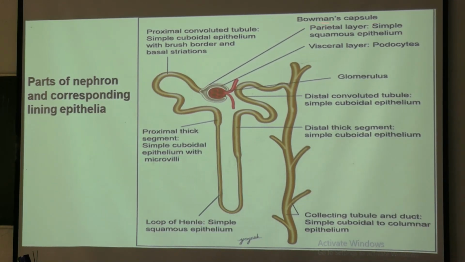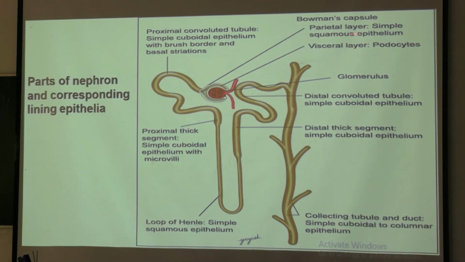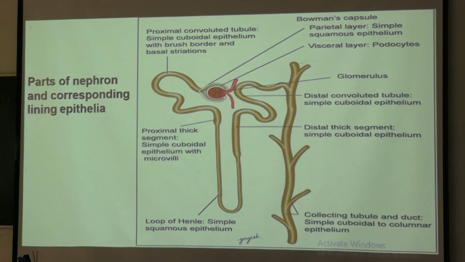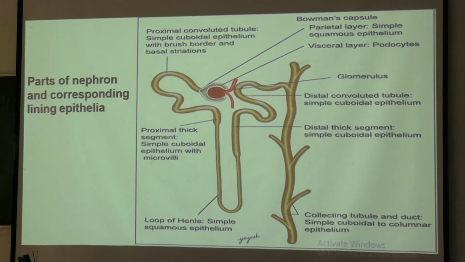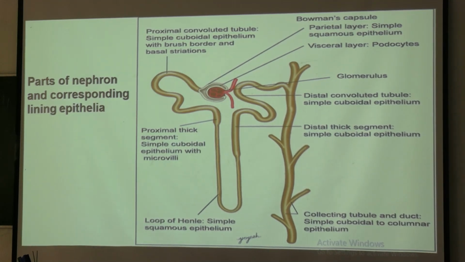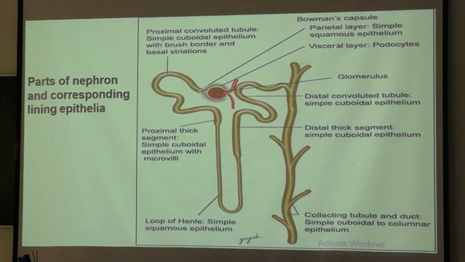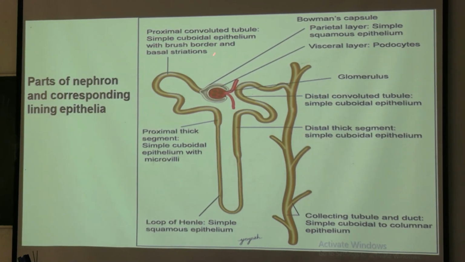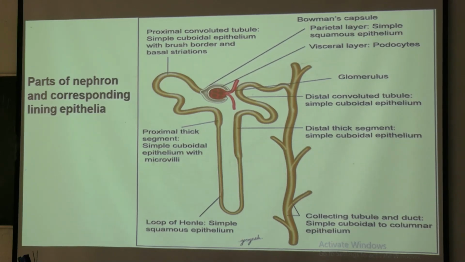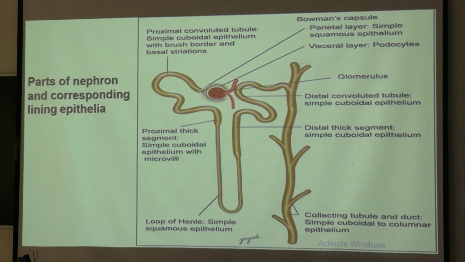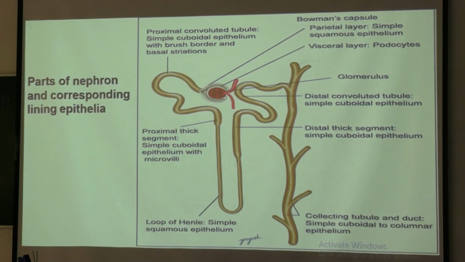Okay, so in Bowman's capsule, the parietal layer is simple squamous epithelium, and the visceral layer is lined by the podocytes. Podocytes have foot processes and they help in filtration of different materials. Okay, and after that you will go to the proximal convoluted tubule. It is lined by simple cuboidal epithelium with brush border and basal striation. These are the important features of the proximal convoluted tubule because maximum absorption occurs here. 80% of absorption occurs in the proximal convoluted tubule, and the brush border helps in absorption.